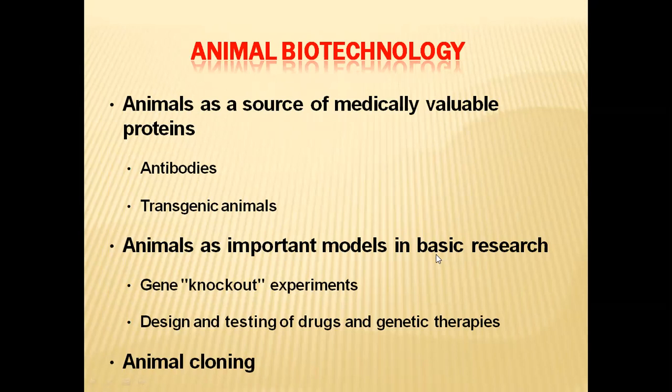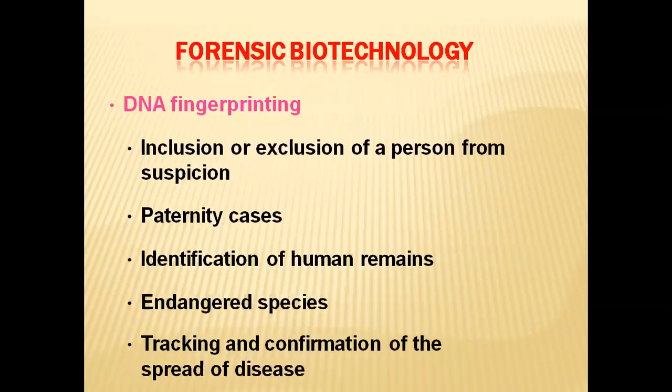We know that before the COVID vaccine was prepared and made available to the public, the research trials were conducted on rats. So animals are utilized in these types of research. Gene knockout experiments also will be conducted in animals before they are carried out in human beings. And design and testing of drugs and genetic therapies will also be conducted in these animals before they are made available to the public. And animal cloning is also being conducted with the knowledge of animal biotechnology.